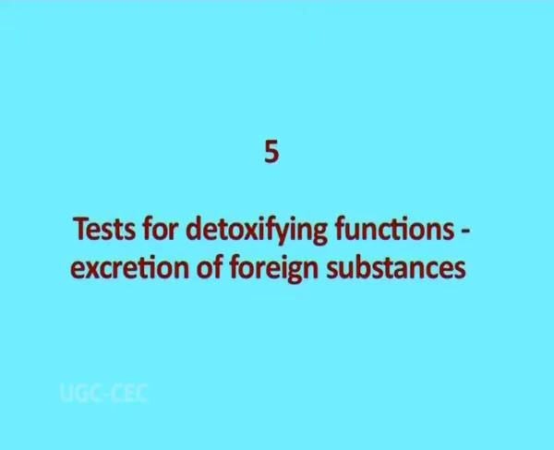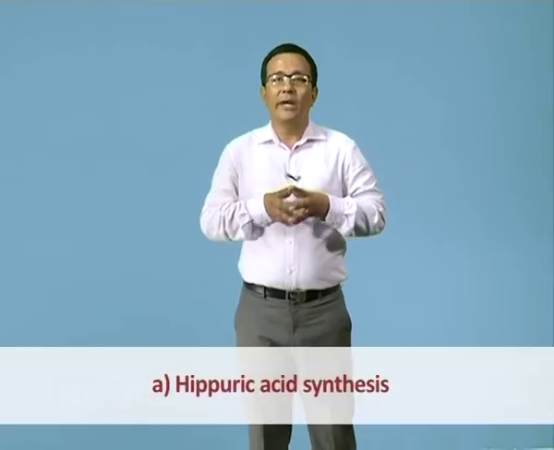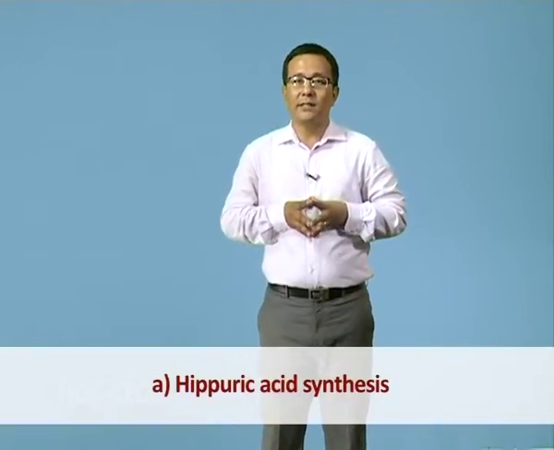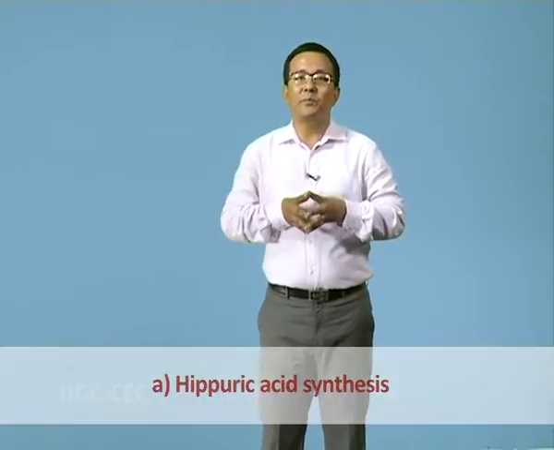Now the fifth, test for detoxifying functions, that is excretion of foreign substances. We have the hippuric acid synthesis test. In this test, the patient empties the bladder and drinks sodium benzoate in 200 ml of water. A 4 hour urine collection is done. Liver detoxifies benzoic acid by forming hippuric acid after reacting with glycine. A normal individual excretes 60% of benzoic acid, which is about 4.5 grams. Smaller quantities are excreted in acute and chronic liver diseases.